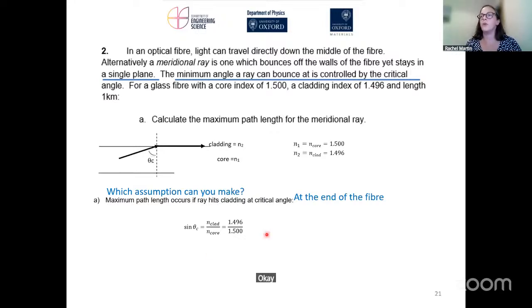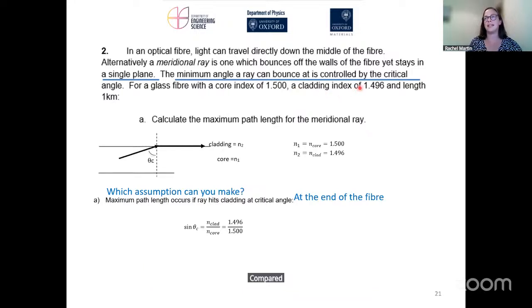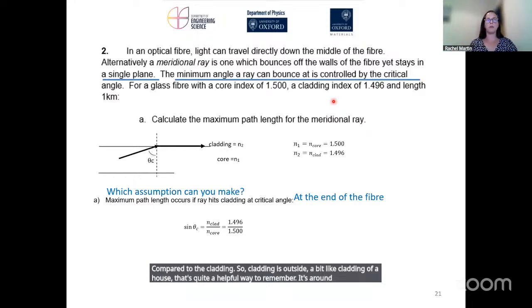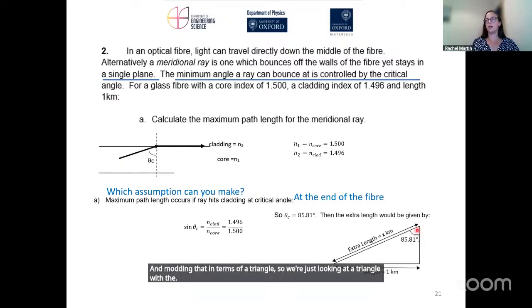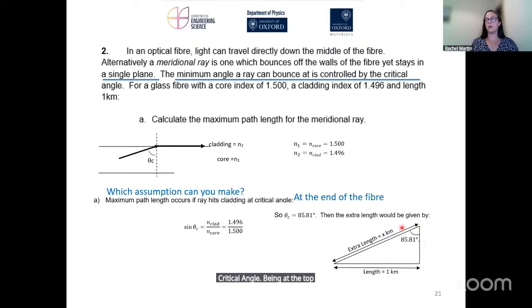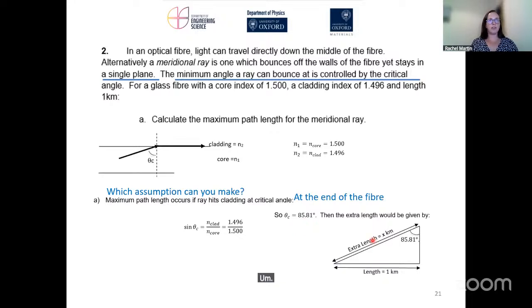Okay, so we're using the refractive indices that were given in the question. Again, we've got that core with a higher refractive index compared to the cladding. The cladding is outside, a bit like cladding of a house. That's quite a helpful way to remember. It's around the outside of the optical fibre. And modeling that in terms of a triangle, we're just looking at a triangle with the critical angle being at the top here. We can solve that the critical angle is 85.81 degrees. Keep as many significant figures as you can in your working, because that is not the final answer.